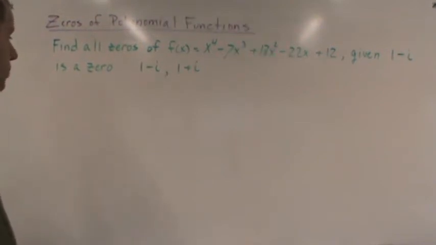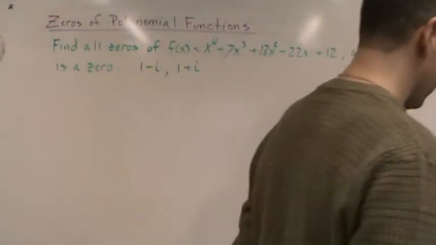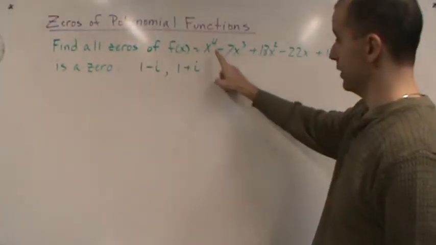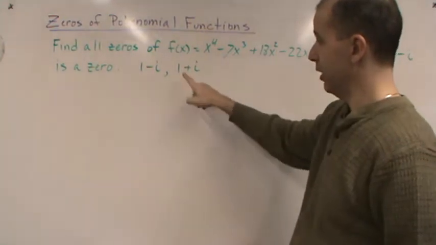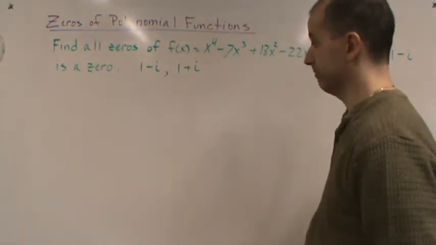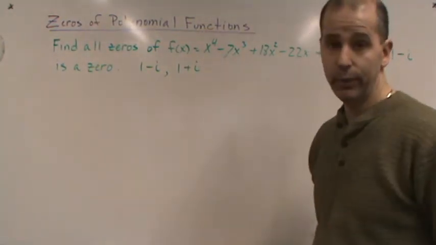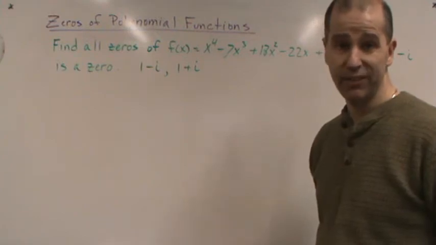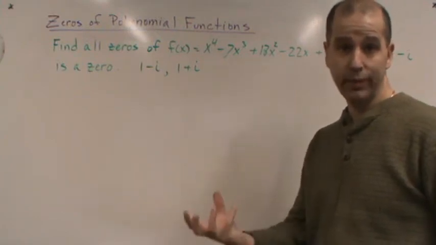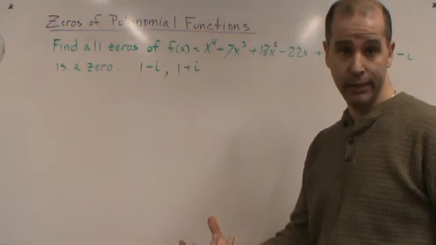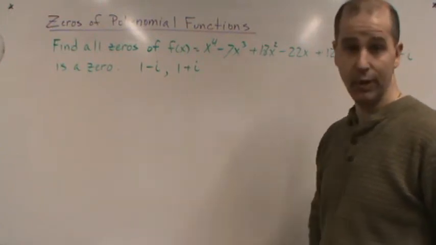So we got two zeros, but we still need to find the other zeros because the degree is 4, right? So we should have two other zeros. So how are we going to do this? Well, we're going to have to use synthetic division to figure out what the leftover quotient is going to be once we factor these two out.